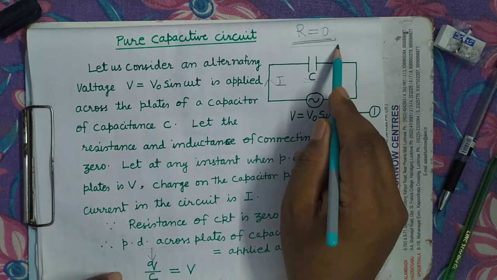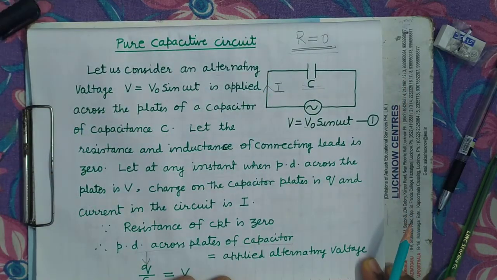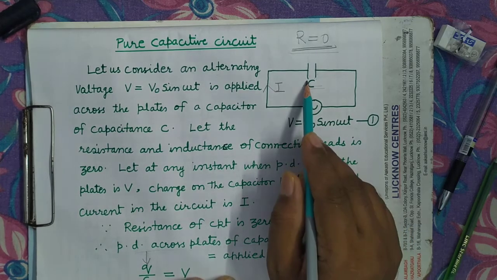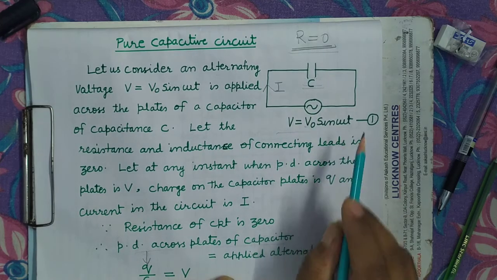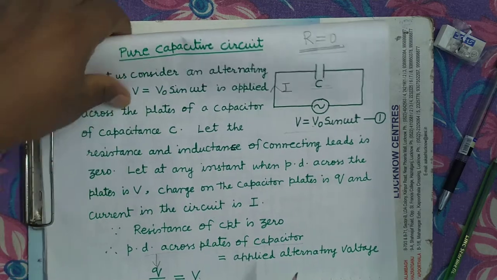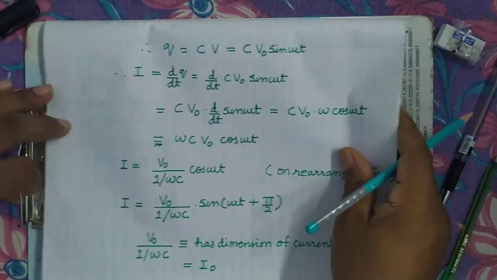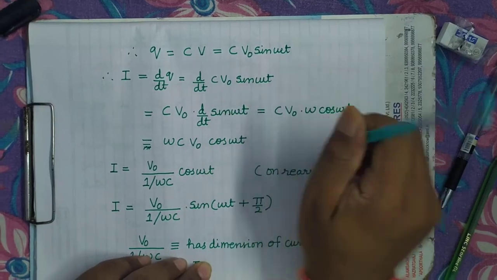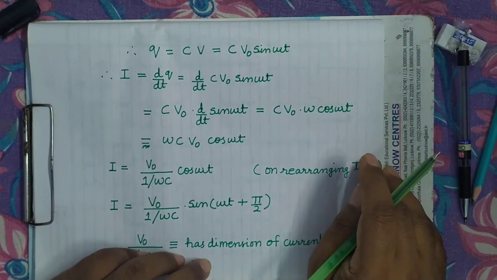Why? Because there is no resistance. There is no resistance means there will be no loss of voltage. There will be no potential drop anywhere. It's clear? Therefore, the potential difference across the plates of the capacitor will be equal to the applied AC voltage. Therefore, Q upon C will be equal to V. So you can write Q equals C into V. That is C, and what is V? V is V0 sin omega t. So, Q equals C V0 sin omega t.